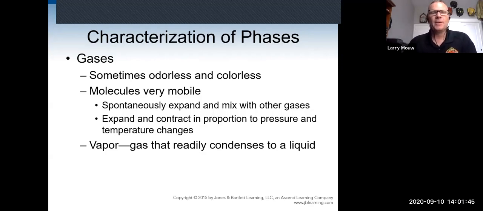So a vapor is a gas that readily condenses to a liquid. One example: say you're boiling a pot of water. Now, if you put a lid on top of that pot, what are you going to see build up on the inside of that lid? You're going to see that gas that's boiled up. It's hit the cooler lid and it's started to condense again. So that's turning back into a liquid because it's cooled off.